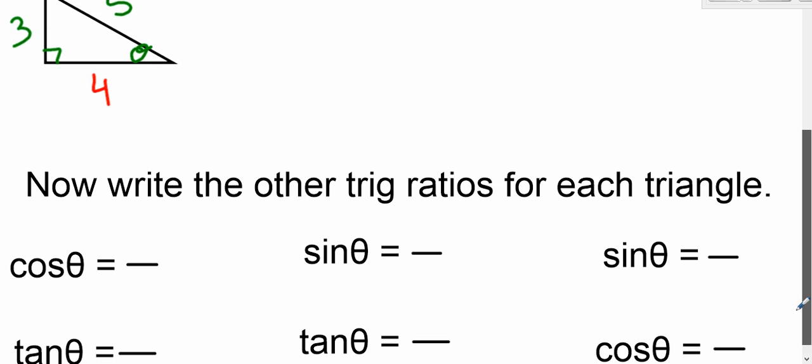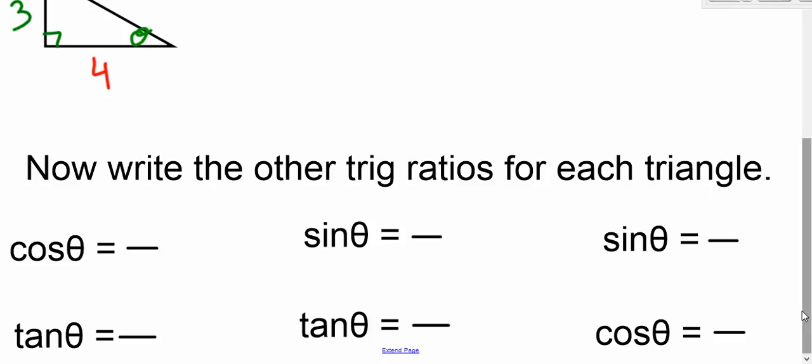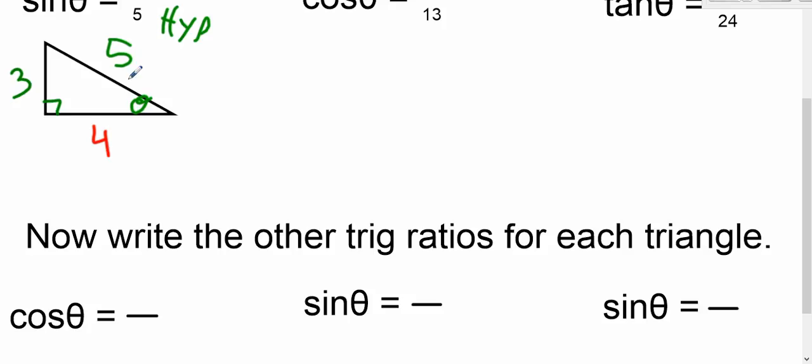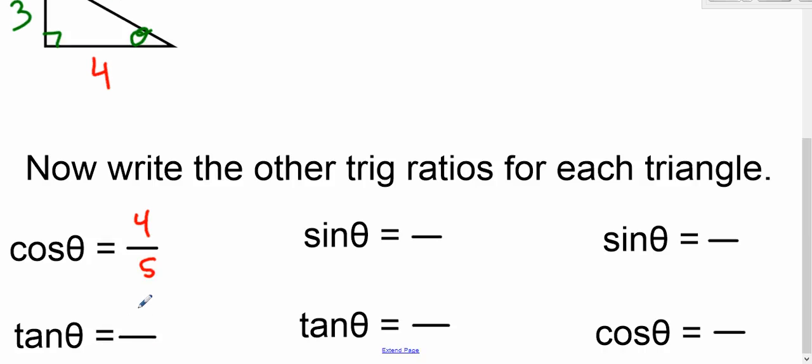And then, scrolling down a little bit here, now we can write cosine and tangent for that same angle. Remember, cosine is adjacent over hypotenuse, so that would be 4 over 5. And then tangent is opposite over adjacent. Opposite's 3, adjacent's 4. So if they give you a ratio, you can find the third side and then write the other trig ratios.